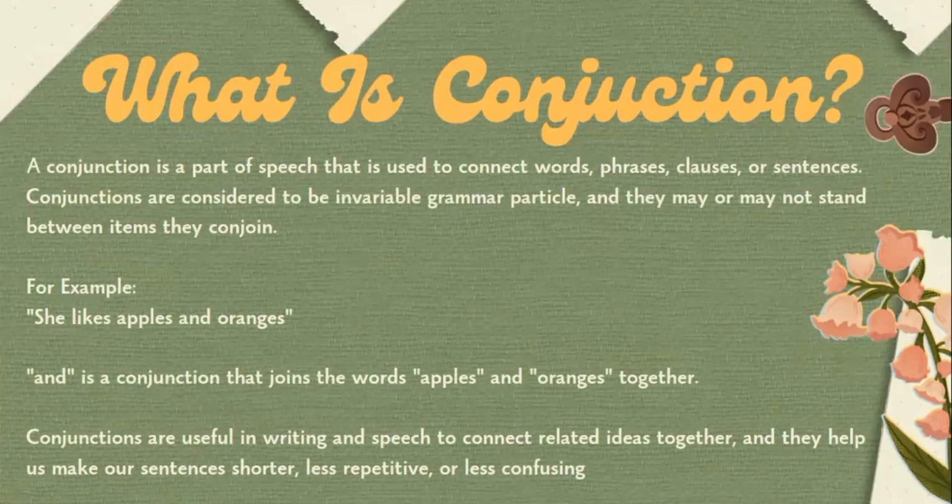The first material is what is conjunction. A conjunction is a part of speech that is used to connect words, phrases, clauses, or sentences. Conjunctions are considered to be invariable grammar particles, and they may or may not stand between the items they conjoin. For example, she likes apples and orange. "And" is a conjunction that joins the words apples and orange together. Conjunctions are useful in writing and speech to connect related ideas together, and they help us make our sentences short, less repetitive, or less confusing.